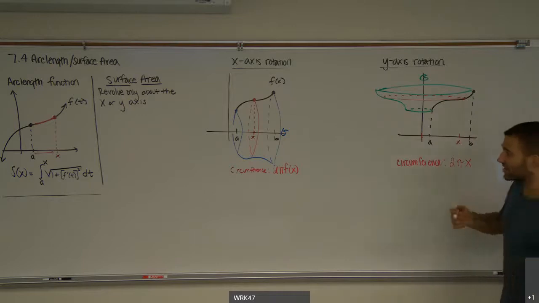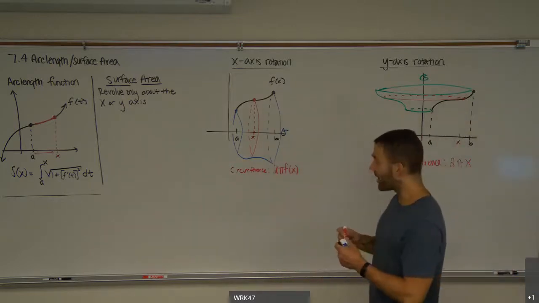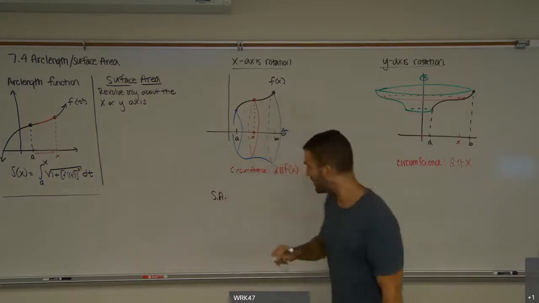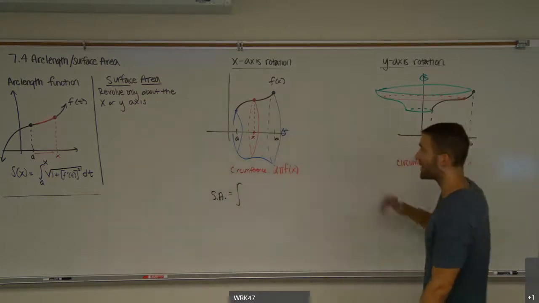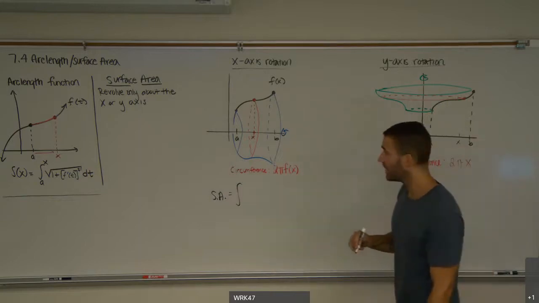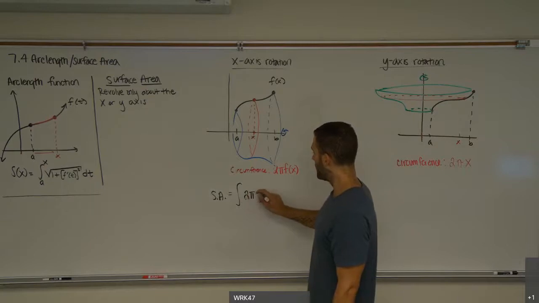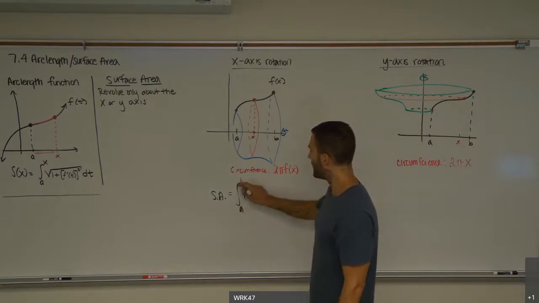And then we have the discussion, okay, now that I know the circumference of a single circle, we would just need to add up all of these circumferences. And so we can begin to generate, I'll use SA for surface area, an integral that's going to generate this entire surface for me, just like we did with volume. I'm going to add up the circumferences of these circles, starting at A and ending at B.